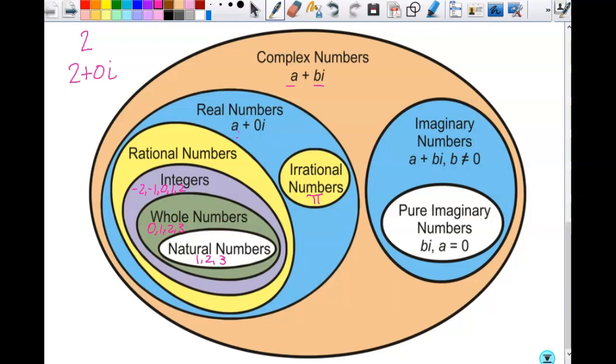So I want to make sure that you understand the fundamental theorem of algebra, because it seems kind of ridiculous if you're not really comprehending what it's saying.